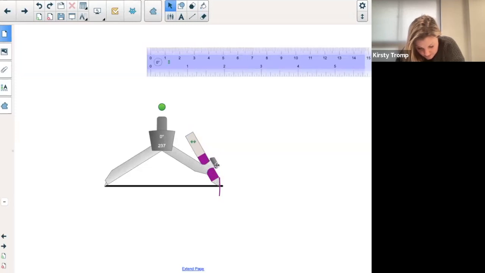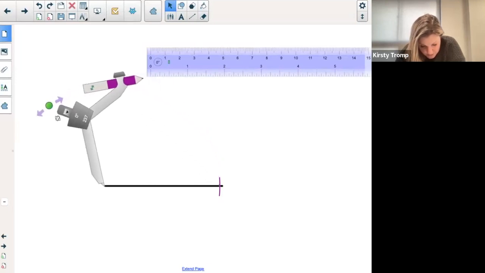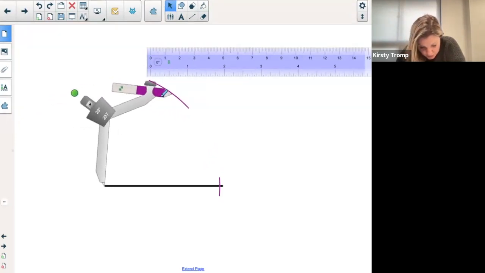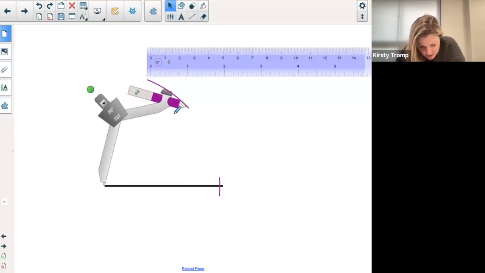And then I want to move my compass up a little bit. I could draw a whole arc there if I wanted to, but again, I don't want to be erasing stuff on my page forever and ever. So I'm going to draw an arc about here.